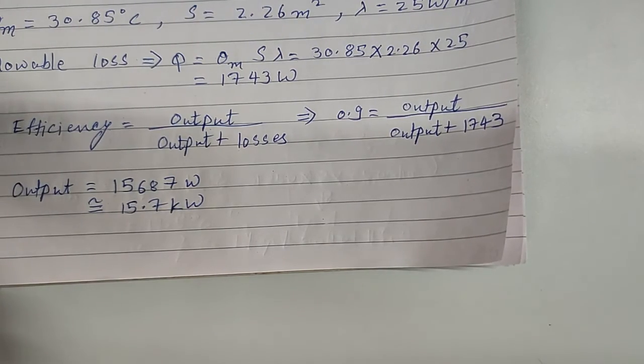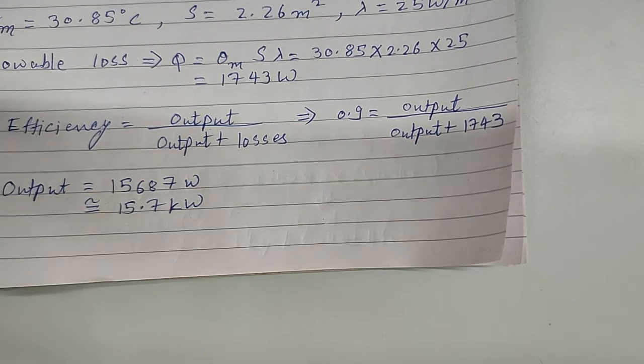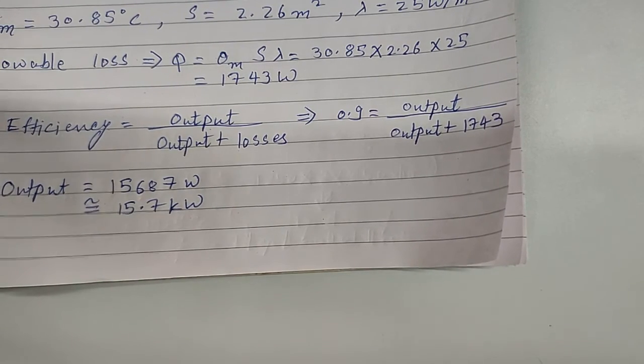So I hope you have understood the numerical, and I have tried to attempt this in a very simple way. I've just placed the formulas and substituted the values. These numericals are reviewed from the book named A Course in Electrical Machine Design by the author A.K. Sawhney.